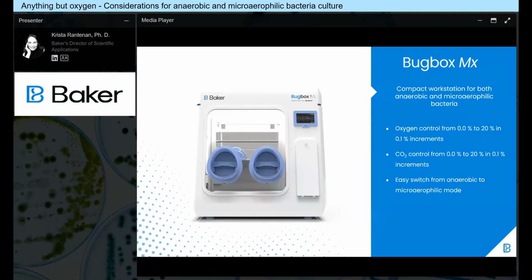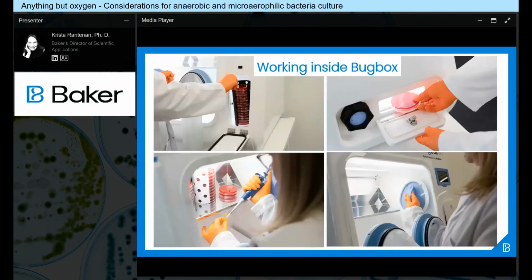Yes, and on the next slide, there are a few illustrative pictures on actually using the BugBox range workstation. On the upper left corner, there is a Petri dish holder taken through the interlock. This is to illustrate the size of the interlock opening. It is large enough for different types of vessels or plate formats, and it also allows you to transfer a bottle up to 1 liter through the interlock.